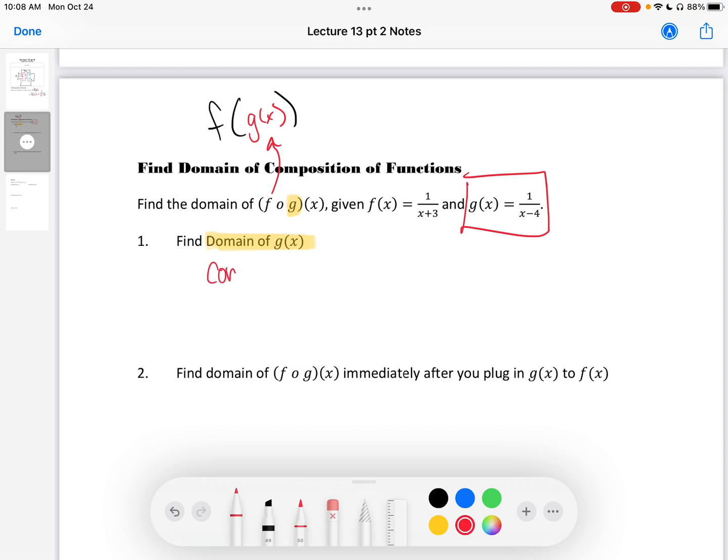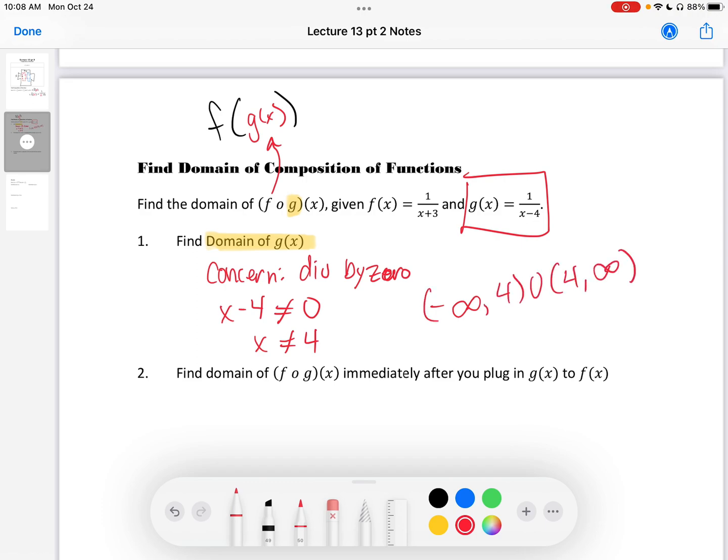Okay, so what would our concern be for this function here? Well, we should be worried about dividing by 0. So we need to make sure that what's on the bottom, that x minus 4, cannot equal 0. I'm going to add my 4 over, and I find that x cannot equal 4. Okay, so that would be negative infinity to 4 in union with 4 to infinity.